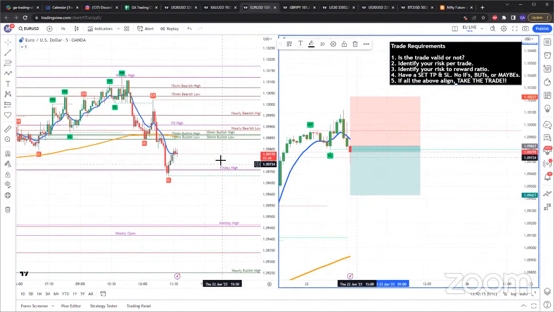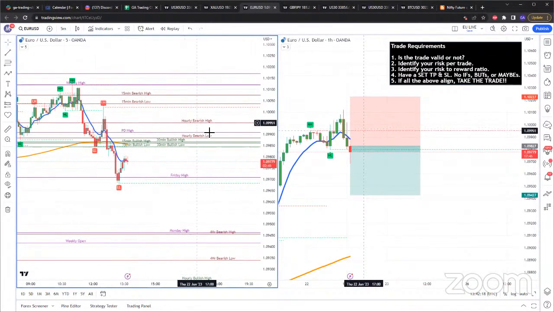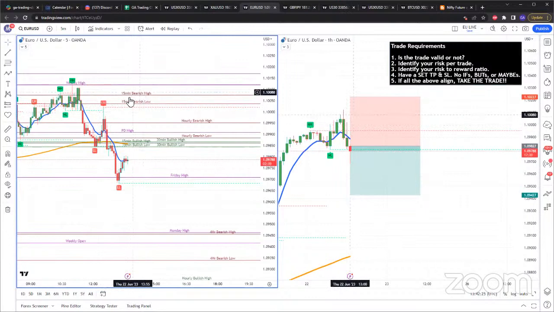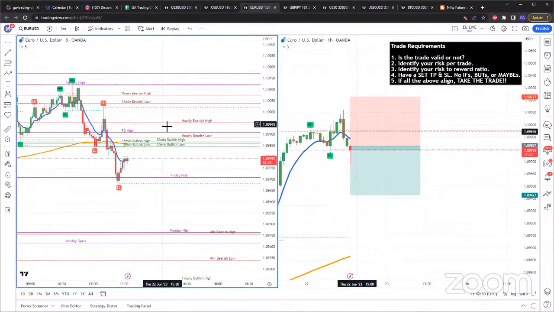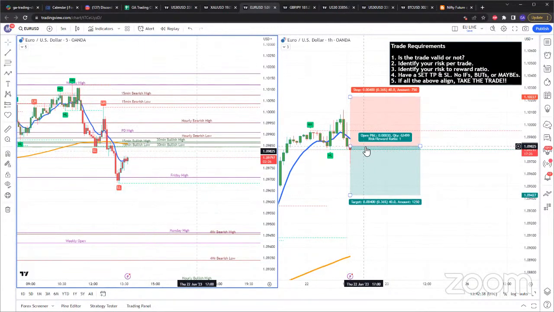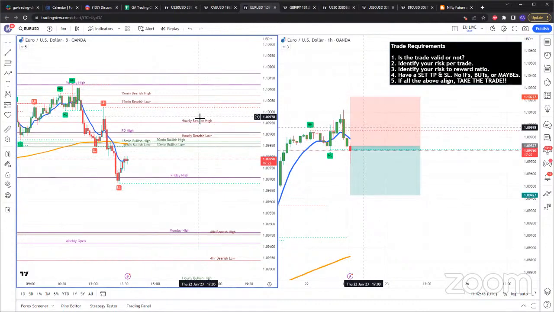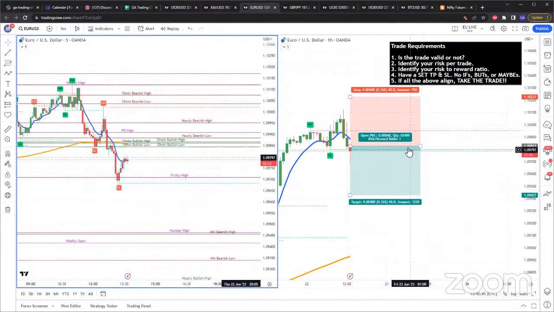Also, look at what else do we have on EU. We have an hourly bearish high, hourly bearish low. When I see this, the hourly bearish high and low overrides the 15-minute bearish high. I mean, that's fine having another bearish zone, but for me, this hourly bearish high and low overrides the 30-minute bullish high and the 15-minute bullish high and low. At that point, the hourly bearish high and low was around 1.099, which was somewhere around here.